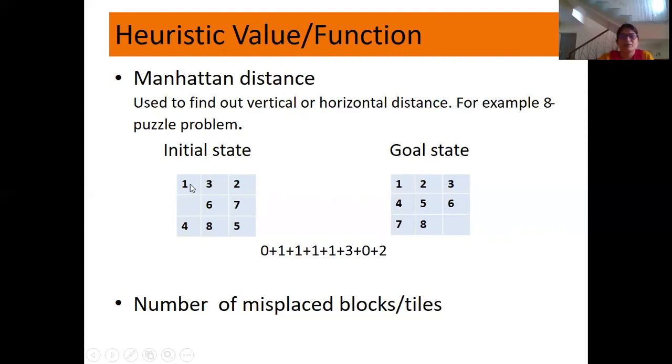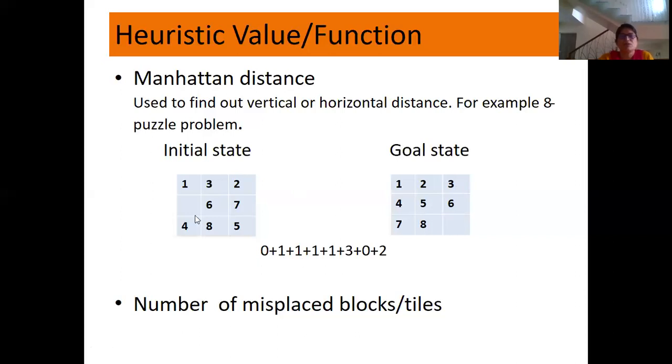So this is my initial state, this is my goal state. Now if you look at 1, compare it with the goal state, 1 is in its right position. So number of moves required is 0. Now look at 3. 3 is at this position, but it should be at this position. So how many moves are required? 1 horizontal move is required for 3 to reach its goal state. Similarly, when you come to 2, the original place is here. So again, it will need 1 more horizontal move to reach the goal state.